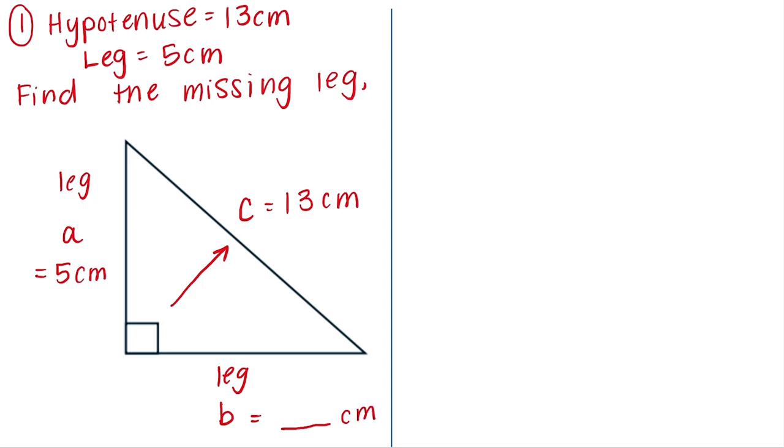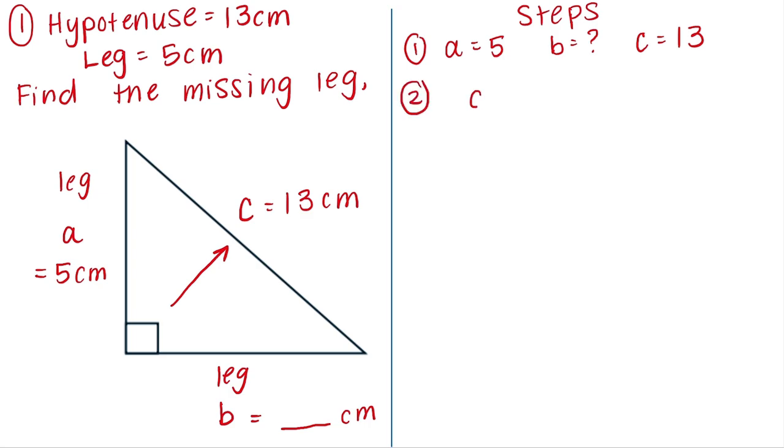The steps to our problem will go on the right-hand side of our 2-column notes. And step number 1 is to identify my legs and the hypotenuse. Again, A is 5. B is what we're looking for. It's what we don't know. And C is 13. It's important to write out what the lengths of A, B, and C are so that in step 2, when we plug them into our Pythagorean theorem, the values will go in the right spot in the formula.